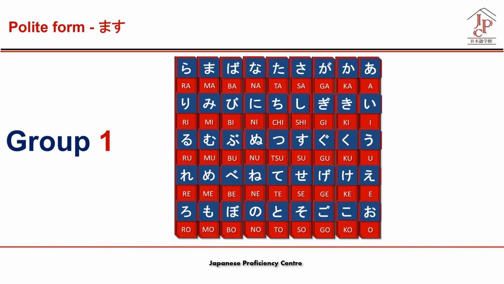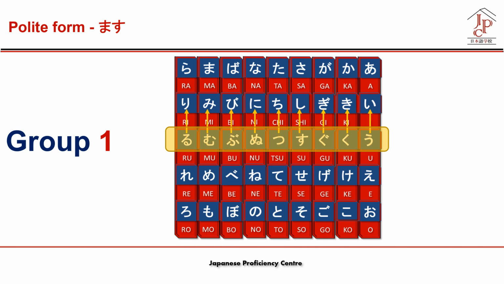Let us see the rules for group 1 verbs. If you are not familiar with classification of verbs, refer the description of this video. The video link to identify the group of verb is given there. We know that group 1 verbs can end with any of these letters: u, ku, gu, su, tsu, nu, bu, mu and ru. All that we need to do is to replace the last letter with corresponding E sound ending letter. If the verb ends with ku, replace the last letter with ki and then attach mas to it.